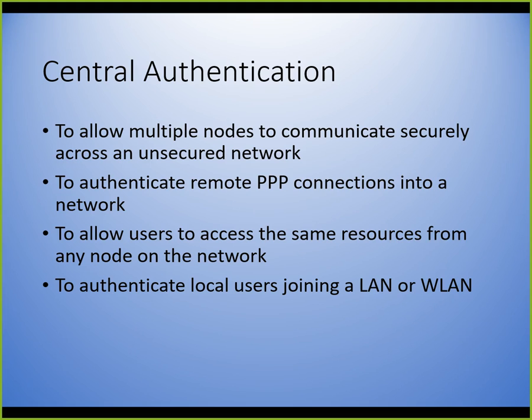Central authentication, multiple nodes communicate securely, and this is what the single sign-on is about. It can be used to authenticate remote point-to-point protocol connections into a network. Point-to-point protocol, remember, is a WAN protocol. It can contain authentication. What this is saying is that for remote connections into a network, we're going to use point-to-point protocol connections to get there, and then we will access multiple nodes once we're there. Access the same resources from any node on the network.